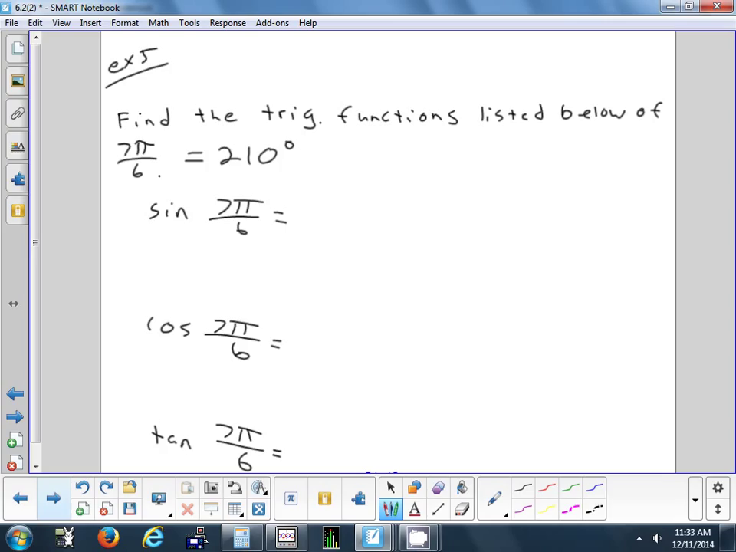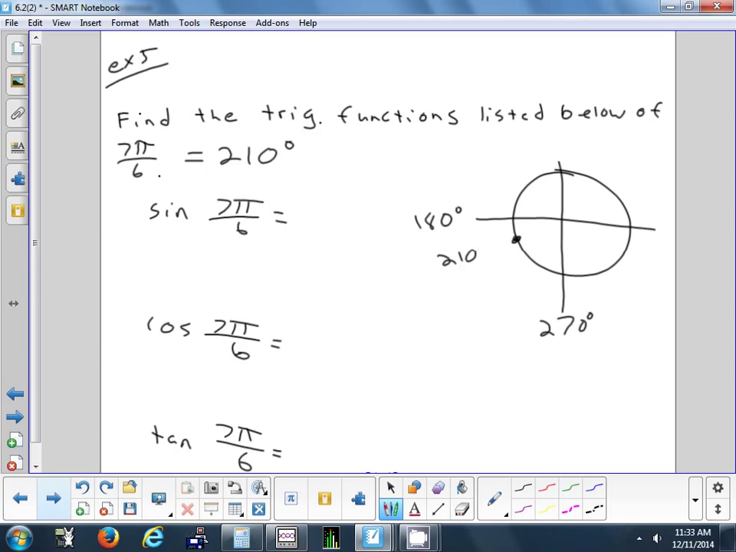Which quadrant will I be in for 210? Yep, I'm going to be in the third quadrant. Here's 180. There's 270. But I'm closer to 180. Okay, that's 210. What kind of triangle is this going to be? The 30, 60, 90? Or 45, 45, 90? Yeah, good. It's going to be a 30, 60, 90 because 210 is a multiple of 30, not a 45.